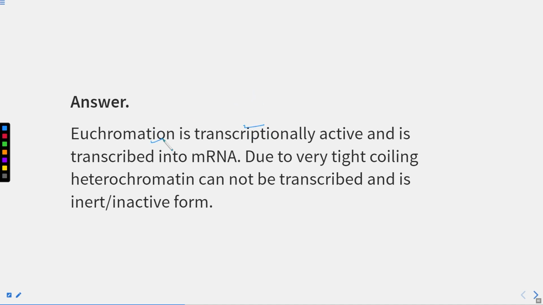So euchromatin is transcriptionally active because it is loosely bound, and it is transcribed into mRNA, and later on mRNA will be translated into proteins. But if we talk about heterochromatin, due to very tight coiling, heterochromatin cannot be transcribed and is inert, or it is present in the inactive form. So this is clear. The transcriptionally active region is known as the euchromatin.